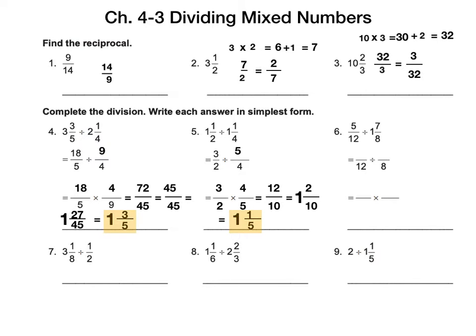Now we're going to go on to number 6. We have 5/12 divided by 1 7/8. 5/12 is not a mixed number, so you keep it as 5/12. 1 7/8 needs to be changed to an improper fraction. So you're going to take your whole number 1 times 8. 1 times 8 equals 8, and you add your numerator 7. 8 plus 7 is 15.